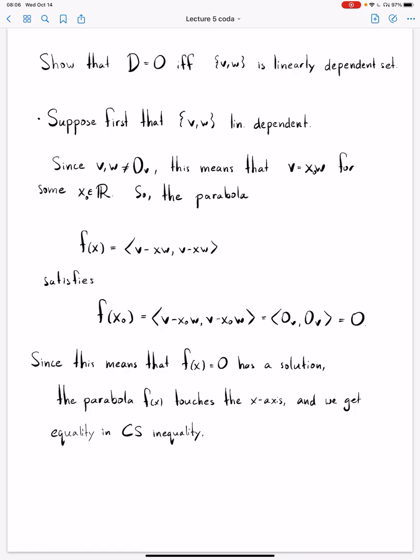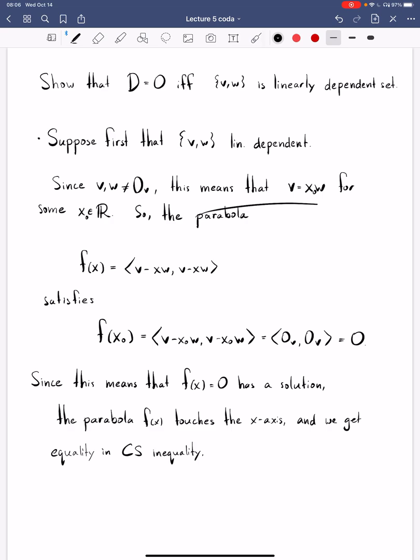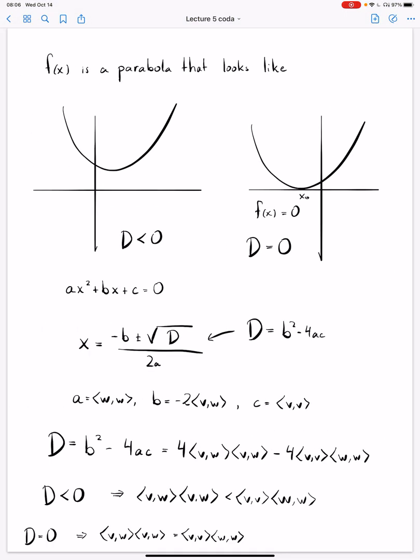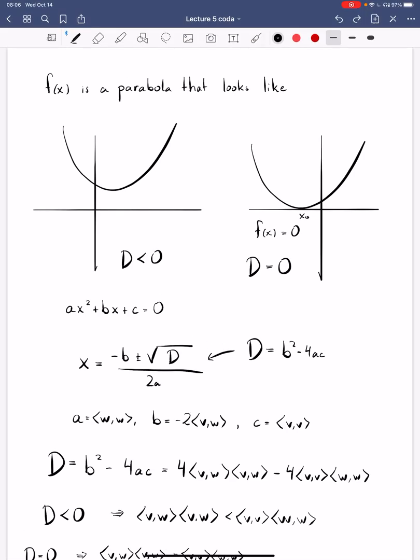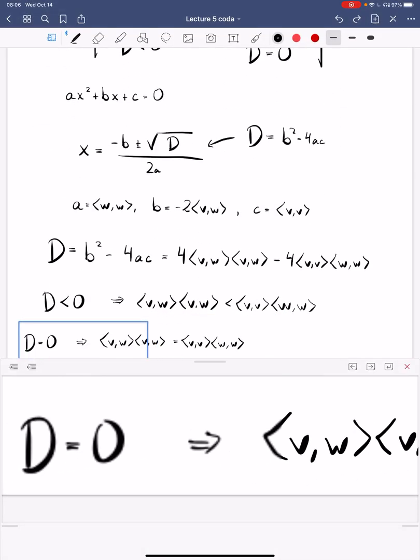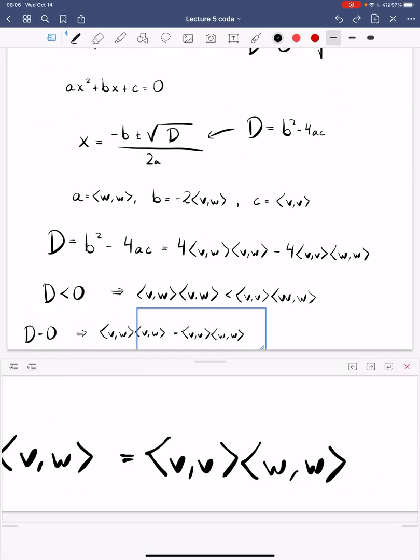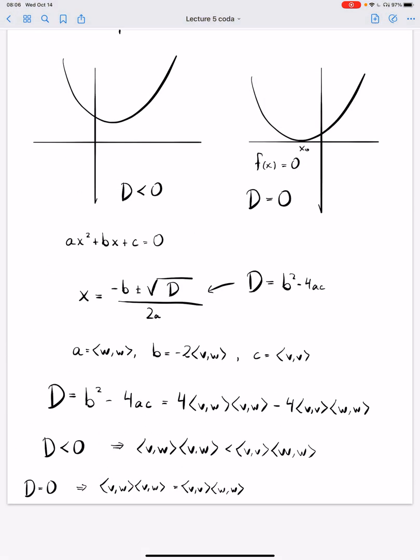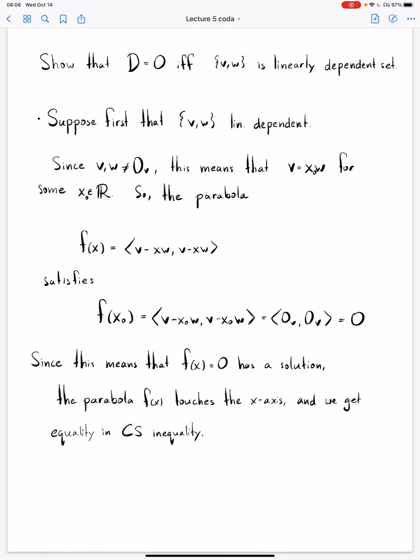So that shows that if v and w are linearly dependent vectors, then we are in the D equals 0, discriminant equals 0 case of how this quadratic equation is behaving, which means that we actually have equality in the Cauchy-Schwarz inequality, right? So I remind you, we did this little calculation here where, all right, this is saying that D equals 0 implies we have equality in the Cauchy-Schwarz inequality. Okay, so what about the other direction, right?